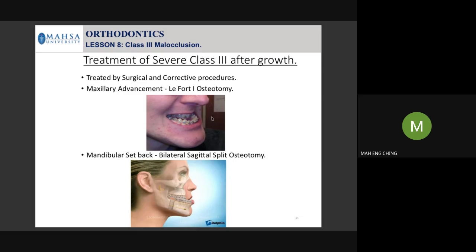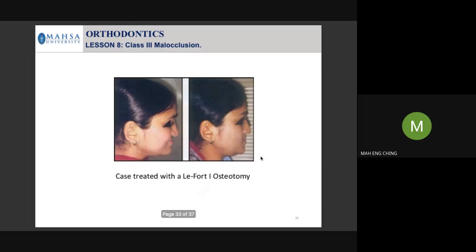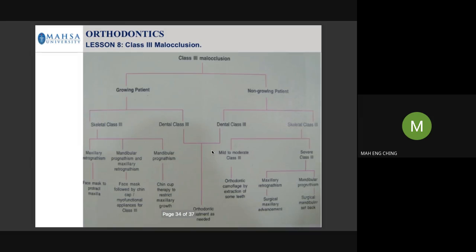This one, you see the bottom pictures, they're doing upper and lower jaw surgery. Mandible setback, then maxillary advancement. Okay, BSSO with the mandible only. The fourth one means upper maxilla, they break the upper maxilla and bring it forward. BSSO means to bring the mandible backward. So it can be both. You can do upper maxilla advancement and lower mandible setback. The combination of both gives you the best result.